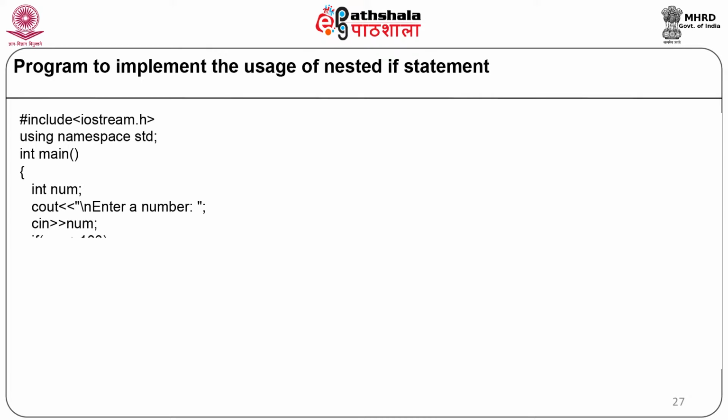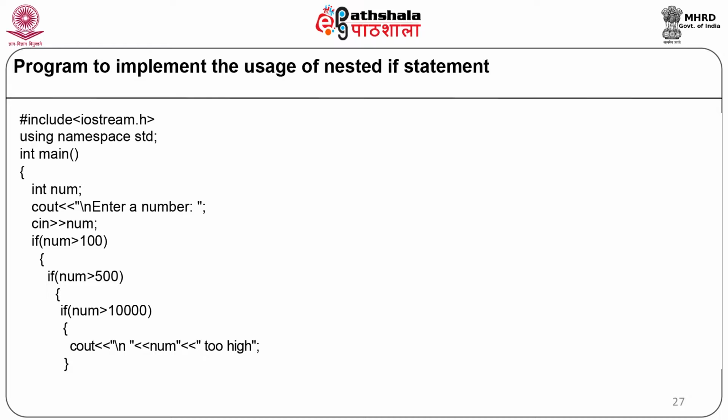Now, we are going to start with the nested if structure. Here we are checking the value of this particular input number. If number is greater than 100, inside that we are checking if it is greater than 500, inside that we are checking if the number is greater than 10,000, then we are displaying the message cout endl num too high. If the number is less than 1000, then we will display the message the number is medium.